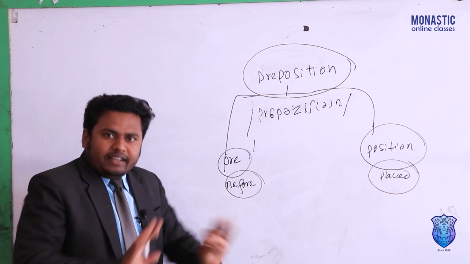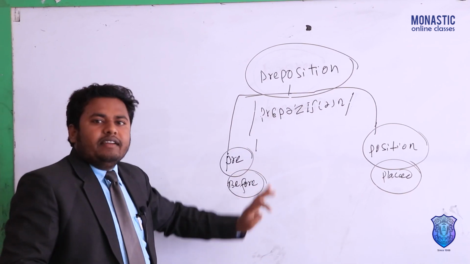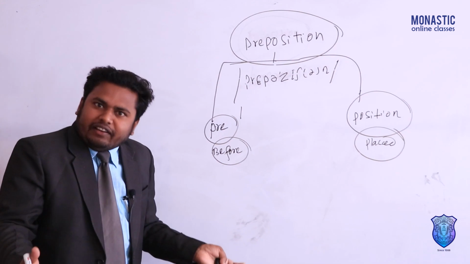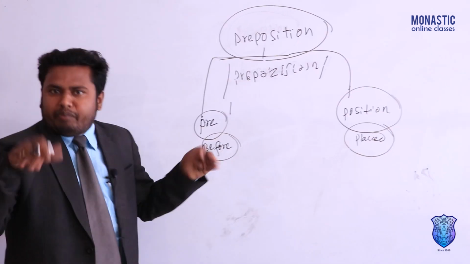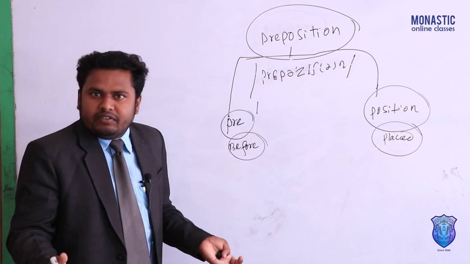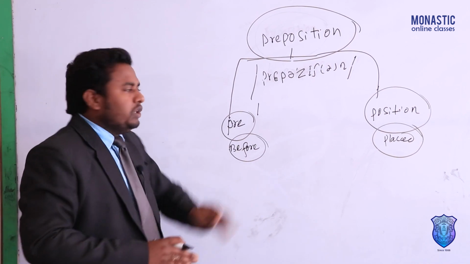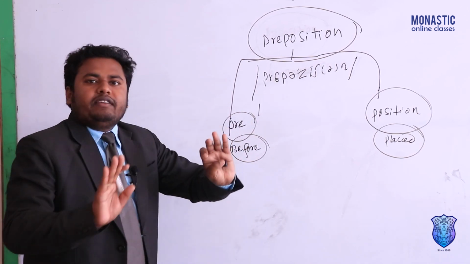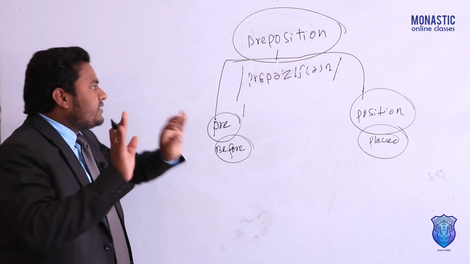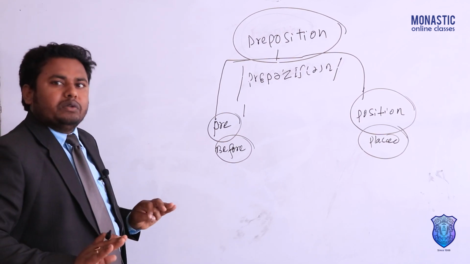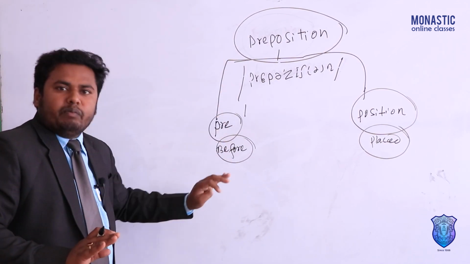It is clear that a preposition is that which is used before something. It can be a noun, a pronoun, an adjective, or an adverb. We can be very clear when we see the examples, so let me present some examples on the board.